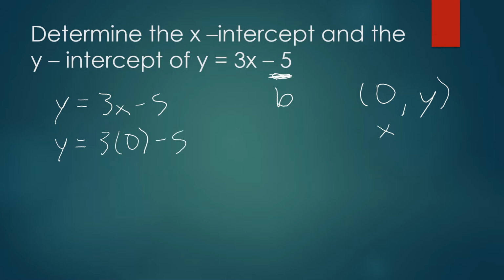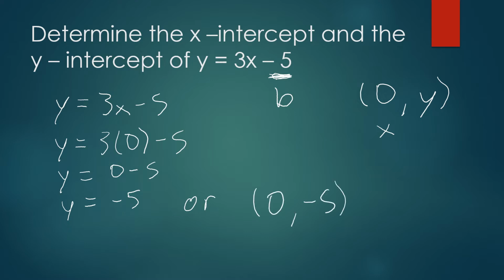Now we simplify at this point. 3 times 0 gives me 0. Drop down the minus 5. At this point, 0 minus 5 gives you negative 5. So our y-intercept is negative 5, or you could write it as 0 comma negative 5.